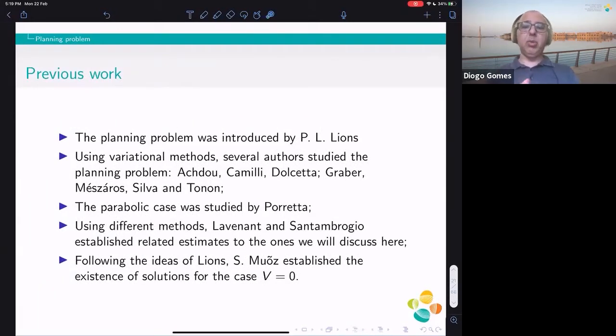Now, this problem was introduced by Lions in his lectures at the Collège de France. It has been studied by a number of authors, from variational methods by Orrieri, Porretta, Savaré, and by Graber, Mészáros, Silva, Tonon. These are two separate papers, by the way. The parabolic case was studied by Alessio Porretta. Lavenant and Santambrogio actually studied this problem and established estimates that are related to the ones that we'll discuss here. And Munoz established the existence of solutions when there is no potential, and we'll address that later on.